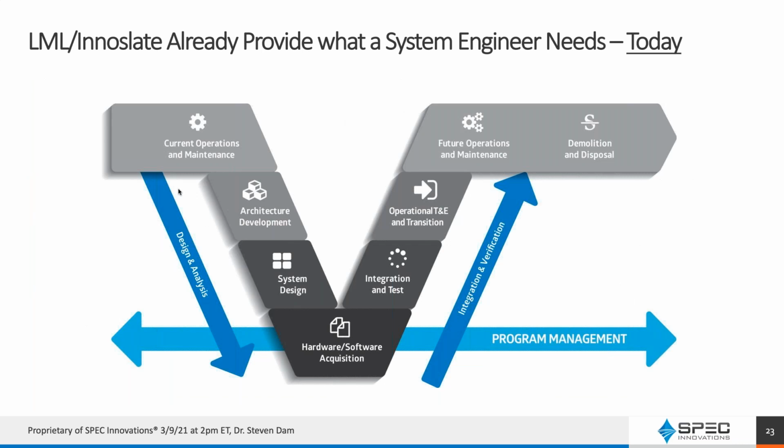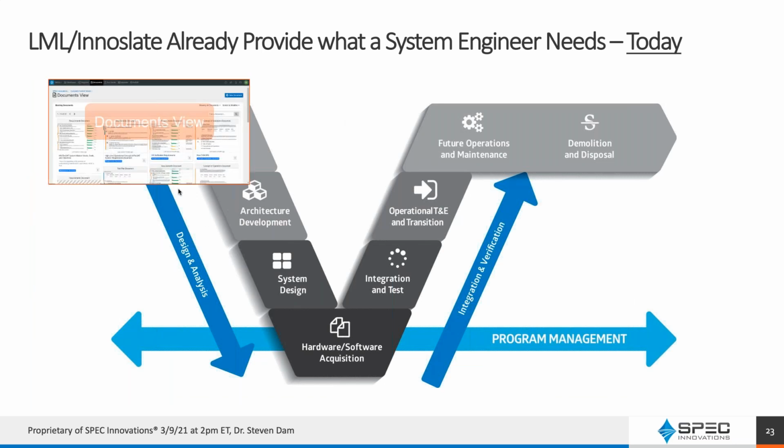So what do we already provide for systems engineering that you need today? Well, we have a documents view, so you can actually author all your documents as if they were objects, just like you would in Word to a great extent, except now they become objects in the database. They're traceable, they're reusable. You can use cross-project relationships to tie them between different projects within an Innoslate organization. So this gives you a very robust capability.